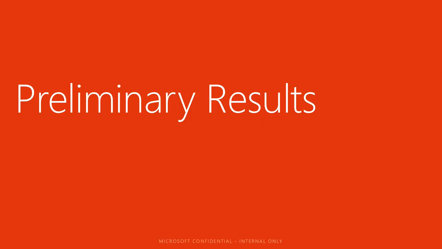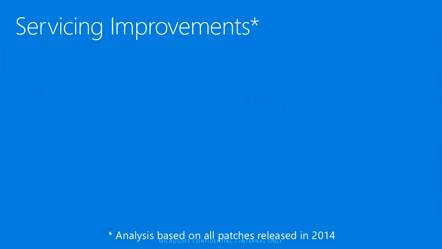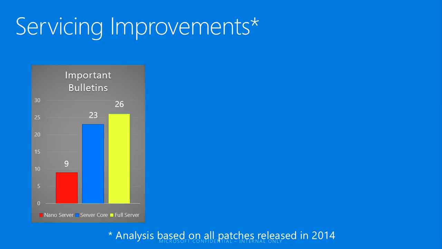And the other thing we did is we ran a couple of tests. We looked at all the patches that were issued in 2014, and looking at the code which was patched, we analyzed whether it's applicable to Nano Server, full server, or server core. So here are the numbers on what were applicable. 26 of the important bulletins, or important patches, were applicable on full server, 23 for server core, and 9 for Nano Server. That means you are going to reboot your servers, if you are using Nano Server, 3 times less often than the full server.